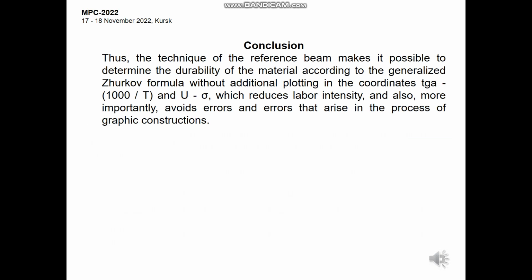Thus, the technique of the reference beam makes it possible to determine the durability of the material according to the generalized Gorokhov formula without additional plotting in the coordinates lg τ, 10³/T, and U, which reduces labor intensity, and also, more importantly, avoids errors that arise in the process of graphic constructions.